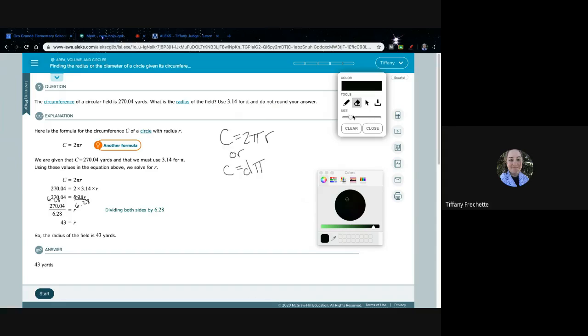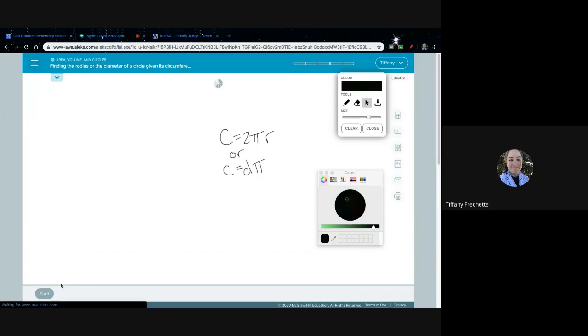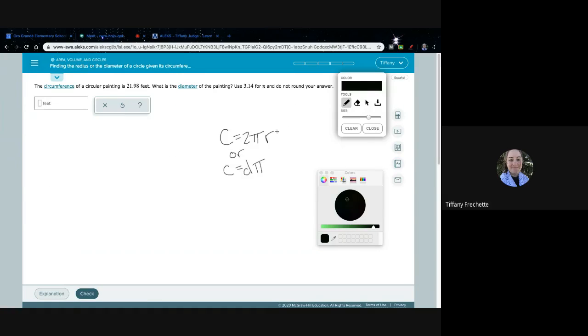So I'm going to come over here and I'm going to erase these. All right, so let's go ahead and start. Hopefully those are not in my way. Perfect, they are not in my way. All right, so the circumference of a circular painting is 21.98. I forgot to turn the pen down after I erase. So we know the circumference is 21.98, and we want to know what the diameter of the painting is.